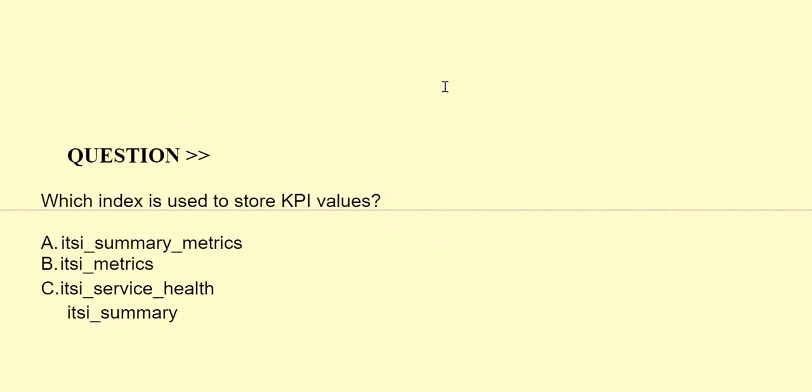Our next question is, which index is used to store KPI values? Option A, itsi underscore summary underscore metrics. Option B, itsi underscore metrics. Option C, itsi underscore service underscore health. Option D, itsi underscore summary. The correct answer is option A.